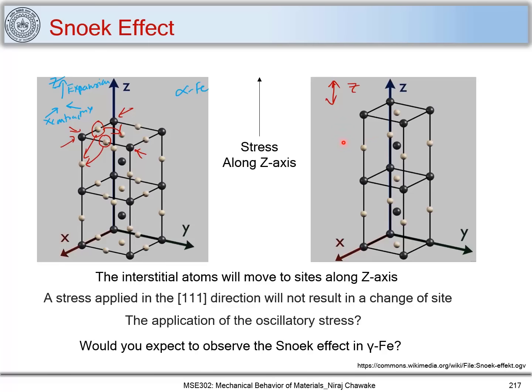Now let me put a question to you. Would you expect to observe the Snoek effect in gamma iron? If yes, why yes? If no, why no? So find it out for yourself. Now with this, I will stop here.